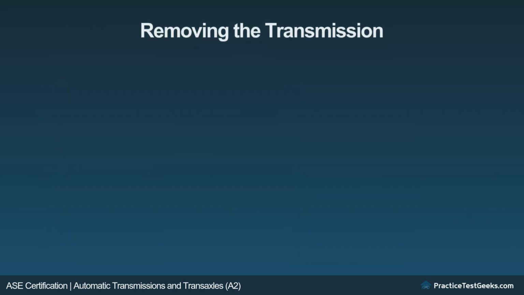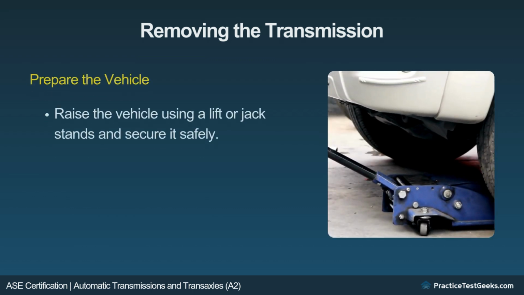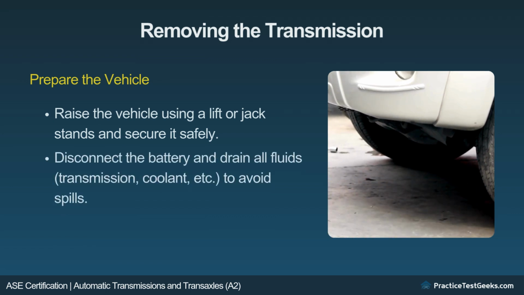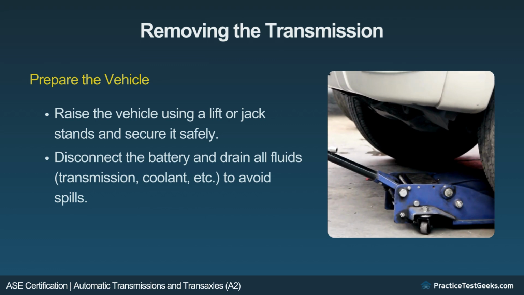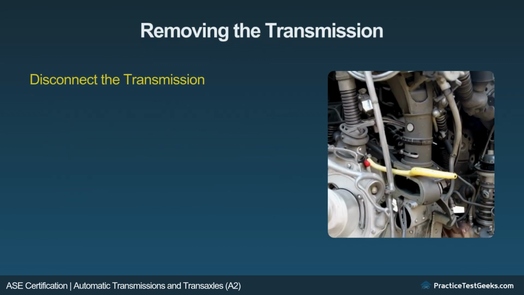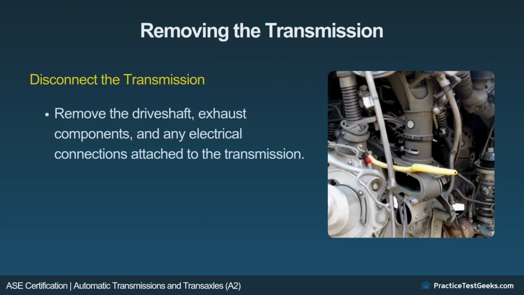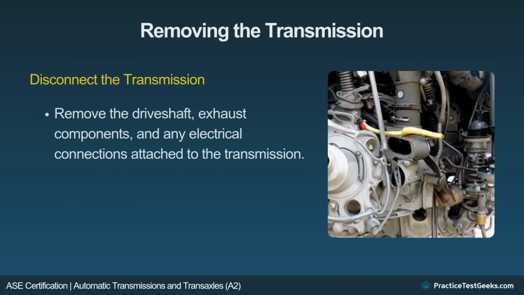Removing the transmission. Before repairing internal transmission components, the transmission must be removed from the vehicle. This requires the following steps. Prepare the vehicle. Raise the vehicle using a lift or jack stands and secure it safely. Disconnect the battery and drain all fluids to avoid spills. Disconnect the transmission. Remove the drive shaft, exhaust components, and any electrical connections attached to the transmission.